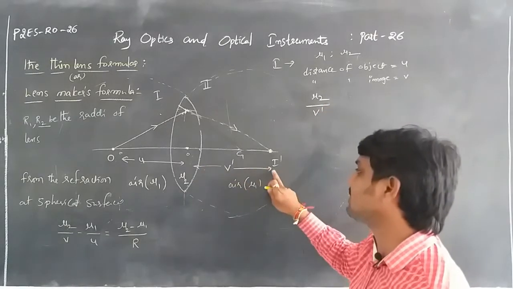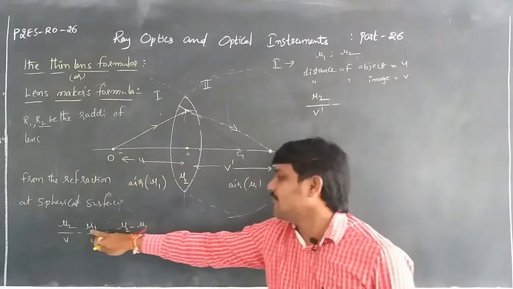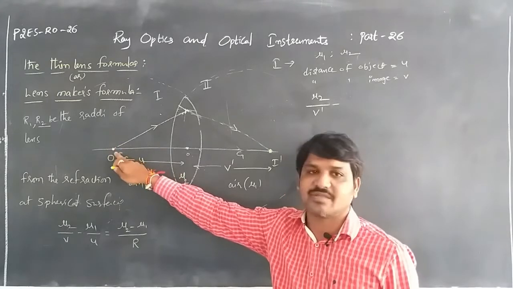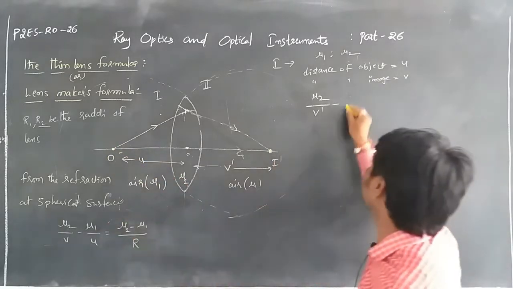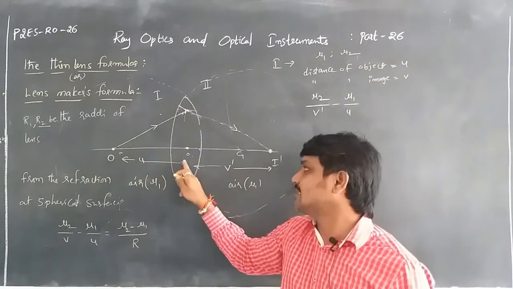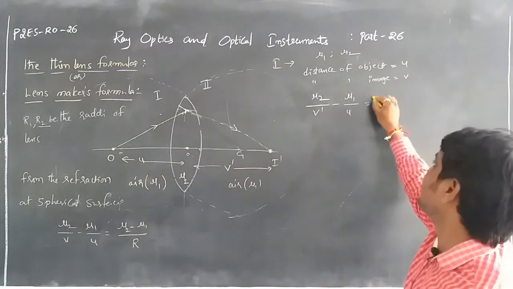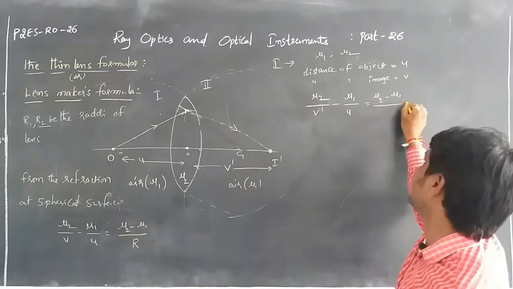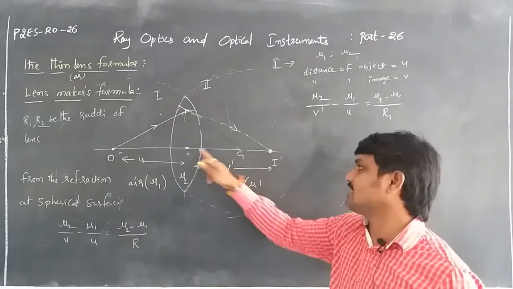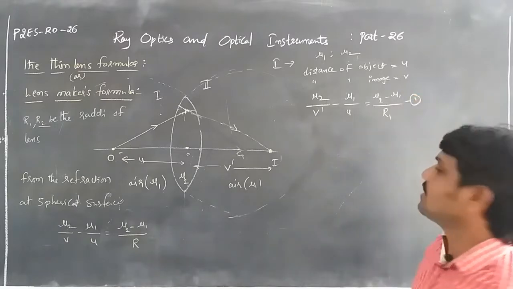V dash means the virtual image formed at a distance of v dash, minus mu1 by u, where the light is coming from the air. So mu1 is the refractive index of the air, and u is the distance of the object placed from the optical center. So here we are writing that u. Next, mu2 minus mu1 by r1, where r1 is the radius of the first surface. Consider it question number 1.